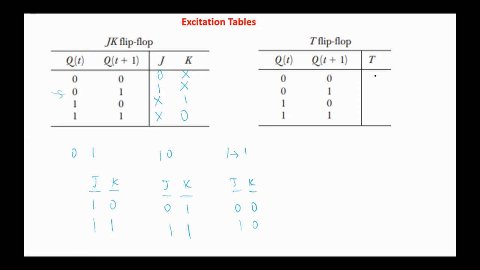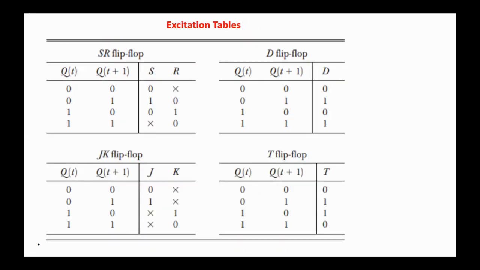For example, for the T flip-flop, if Q of T is 0 and the next state is 0, this means that we have 0, store state, and in the other case, 1 and 1, store complement. In these two cases, T is equal to 1. And this is the excitation table for the T flip-flop. We need to know the excitation table in the design procedure of the sequential circuit. Here we have the excitation tables for the SR flip-flop and D flip-flop. For the D, it's easy: D equals Q of T plus 1. Then the JK flip-flop and T flip-flop.